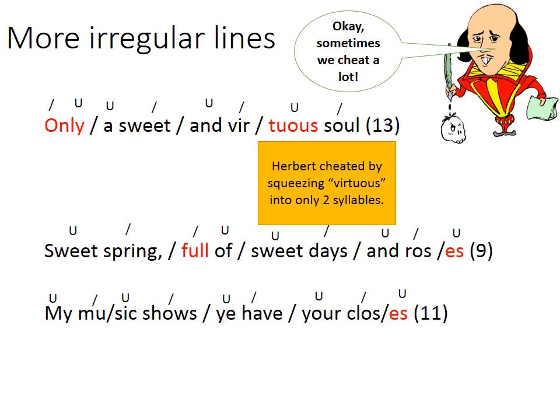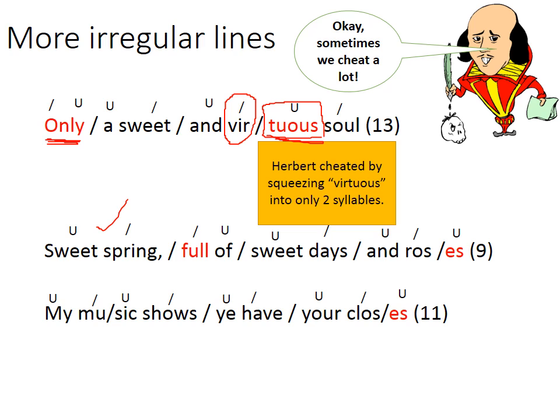There's some more irregular lines. Only. We can't change the English language. This is not an iambic word, and yet this iambic poem starts with it. Virtuous. There's a little bit of cheating here. When there are words that have more than one syllable, as long as we accent the correct syllable, we can sometimes cheat, and we can blend two syllables together. So virtuous, it's almost like "chuis." We put it into one syllable. So then we have sweet spring, that's iambic, all right.